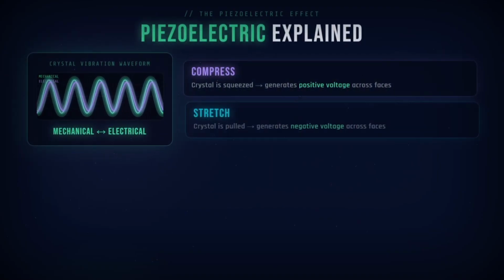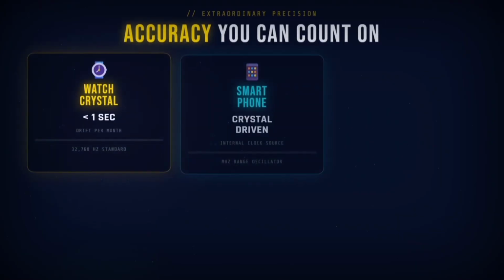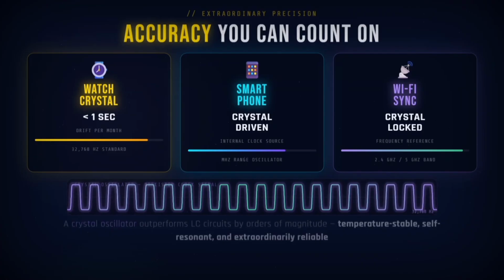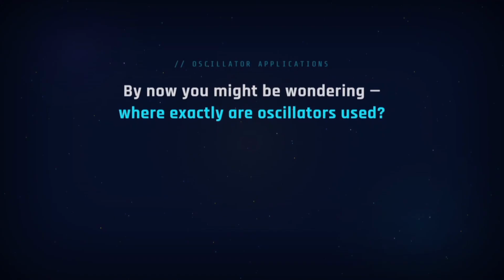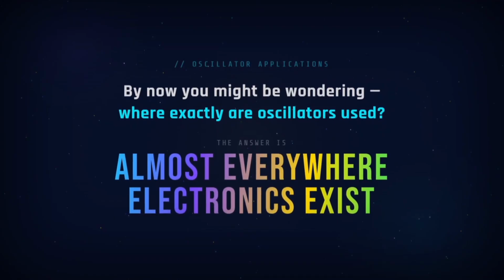Crystal oscillators are so accurate that a typical watch crystal drifts by less than 1 second per month. Your smartphone's clock is driven by a crystal oscillator, your Wi-Fi synchronized by one. They are everywhere. By now you might be wondering, where exactly are oscillators used? The answer is almost everywhere electronics exist.